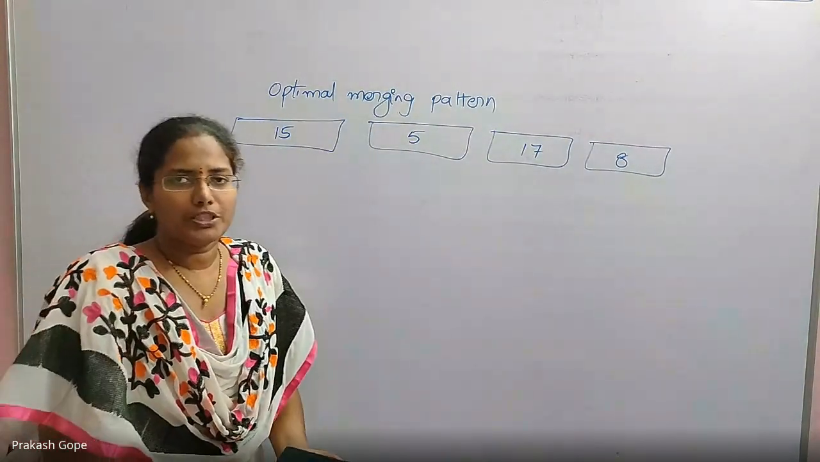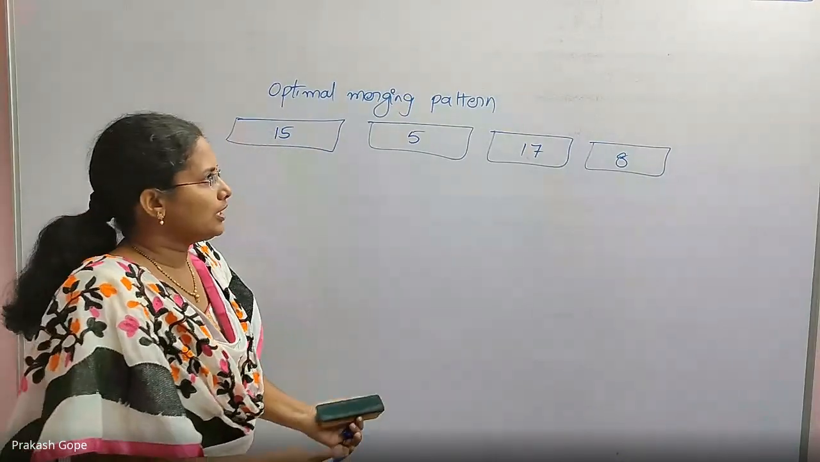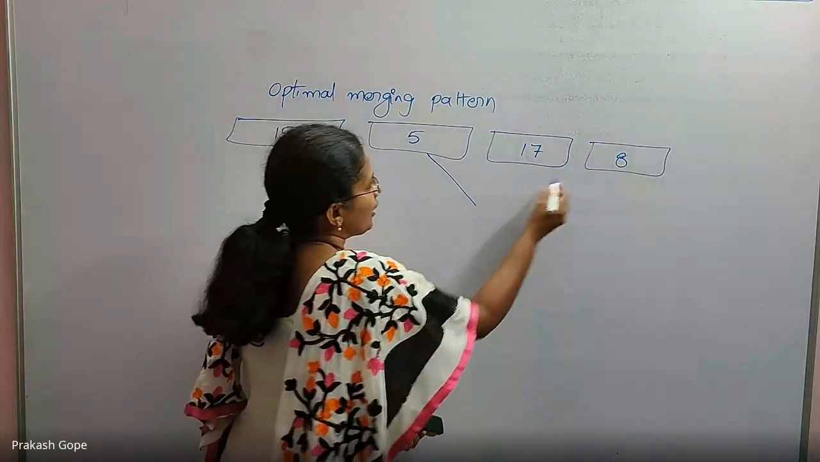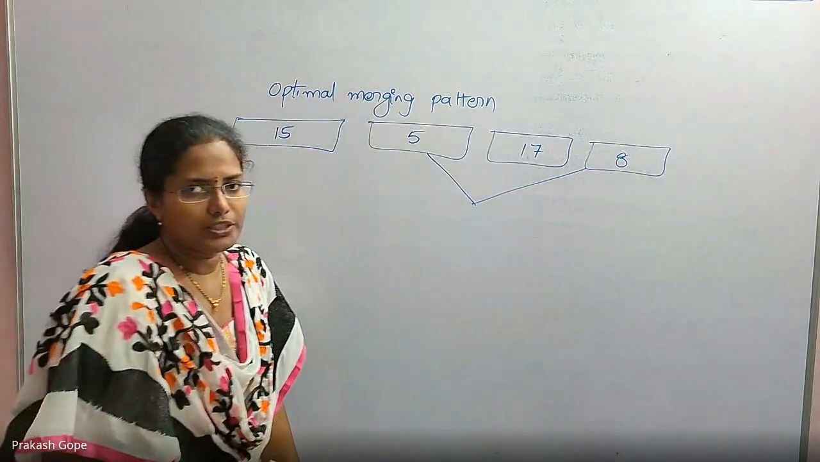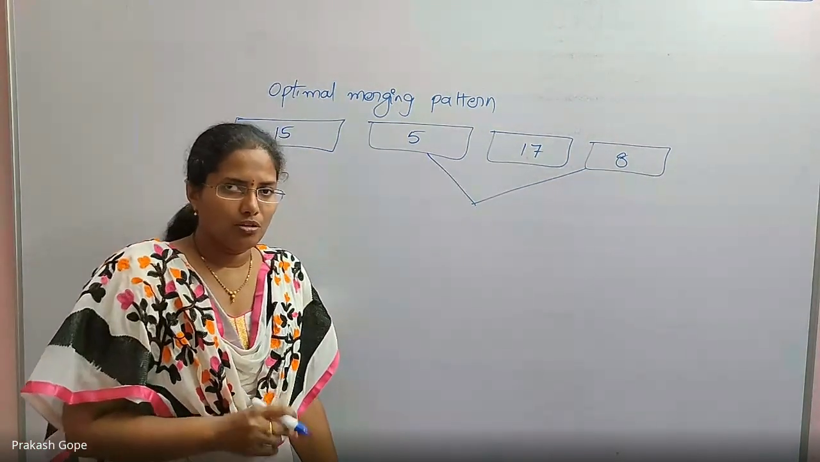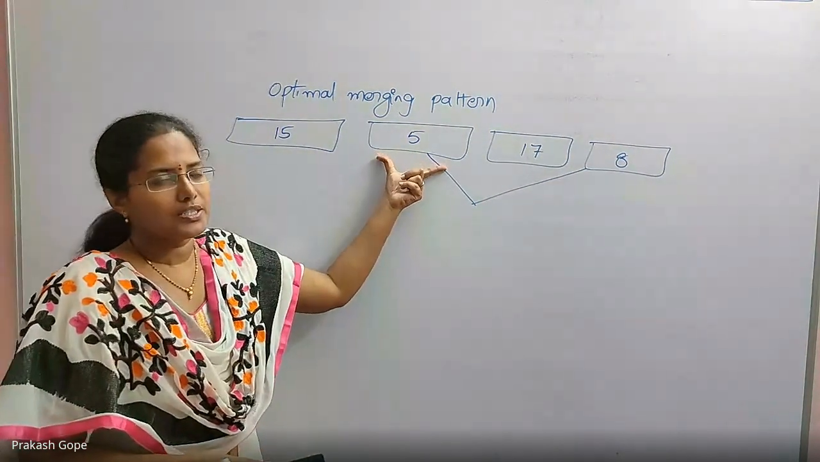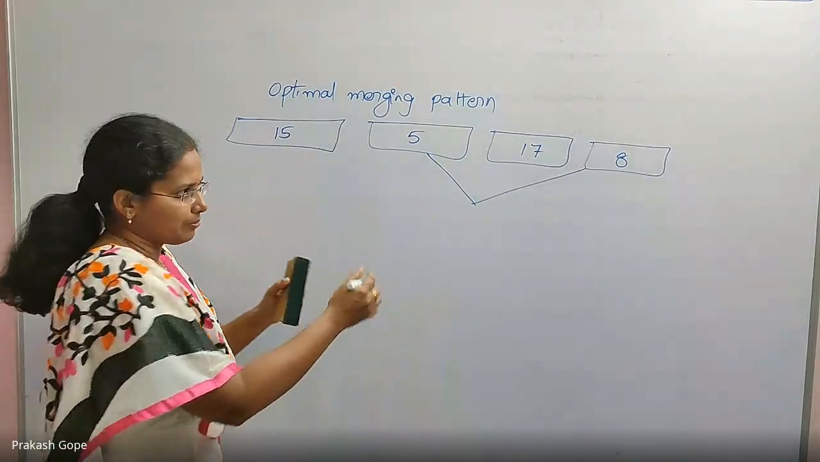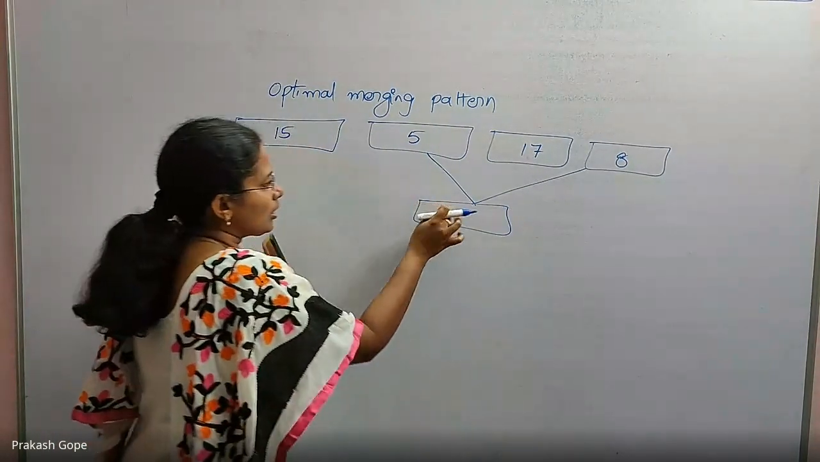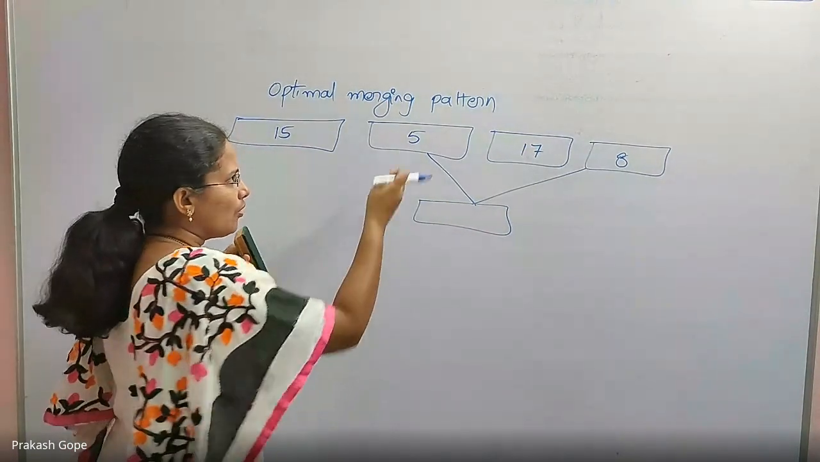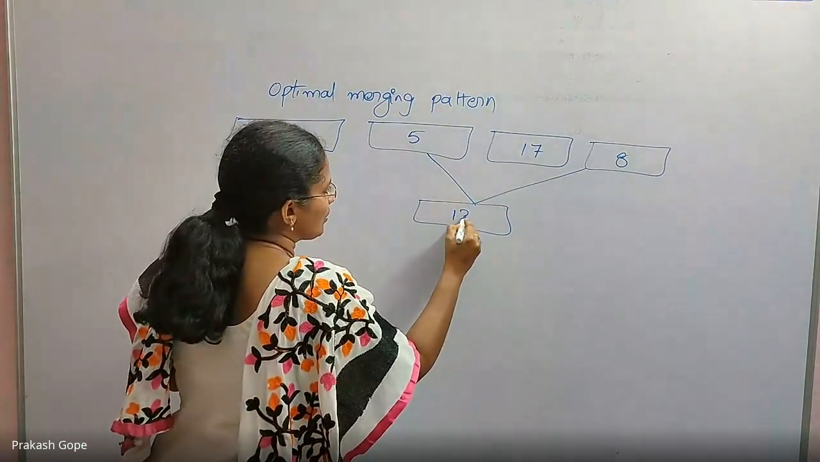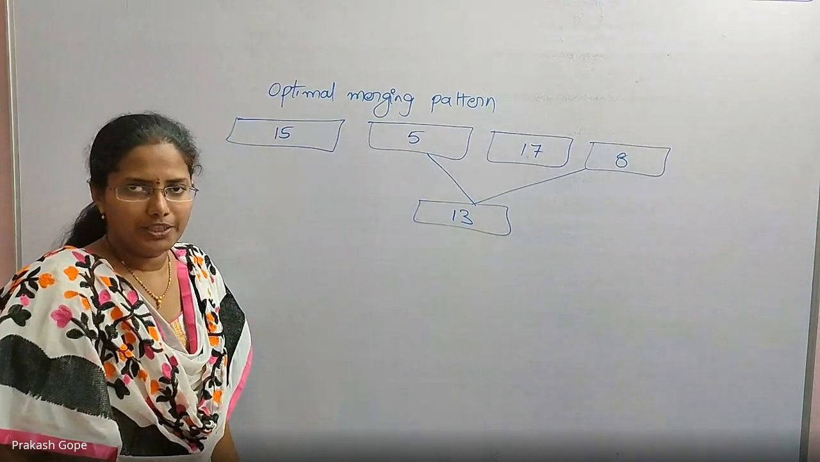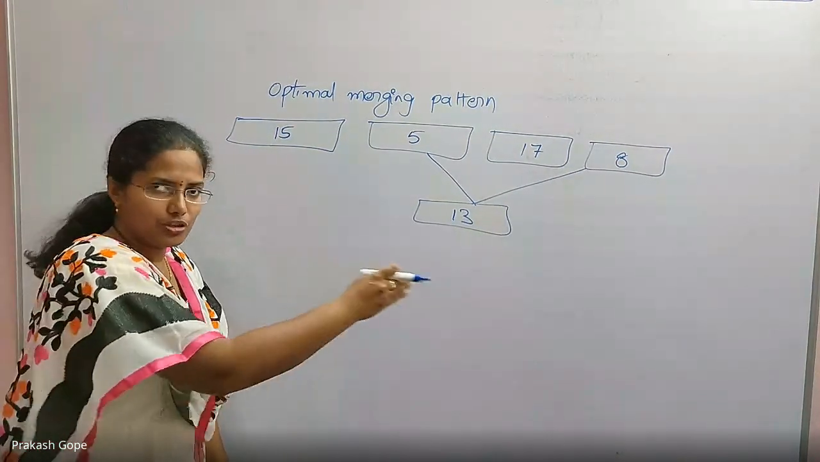The optimal way of merging is always to pick up the least 2 files. Here 5 and 8 are the 2 least. The number of records in them should be less. You should pick up those 2 files first and then merge them. When you merge them, what is the number of elements in this merged file? Obviously 5 plus 8, 13 records will be there. 13 numbers will be there after merging, in sorted order.